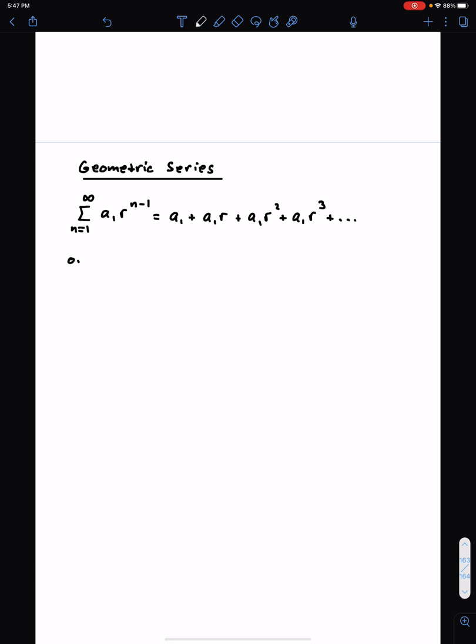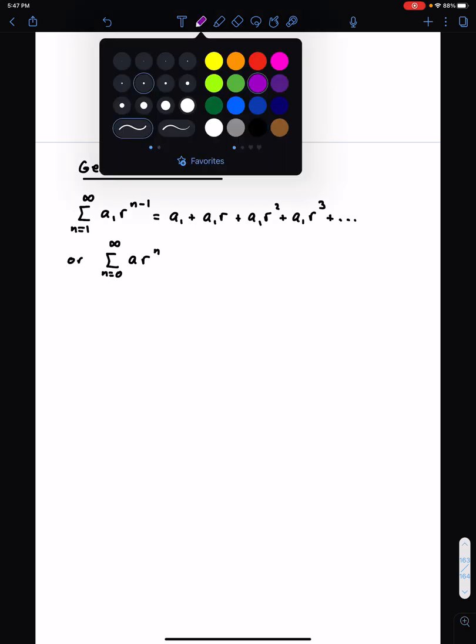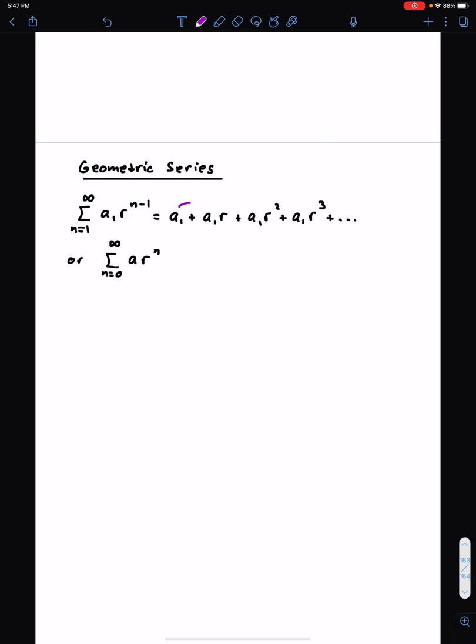Or it could also be written where n starts at 0 to infinity of a r to the n, or a1 r to the n. This is a geometric series, since to go from one term to the next term, I have to multiply by r. To go from this term to this term, I multiply by r. So there's a common ratio, which is r.